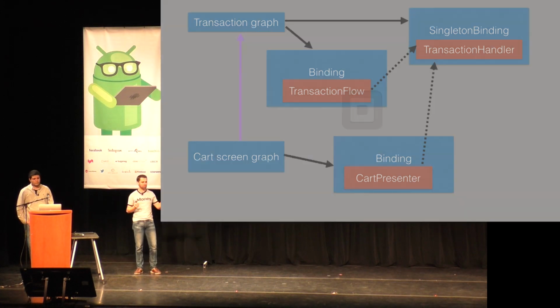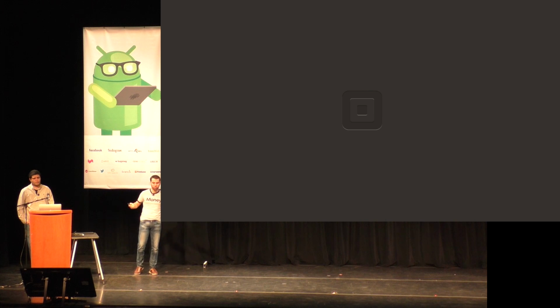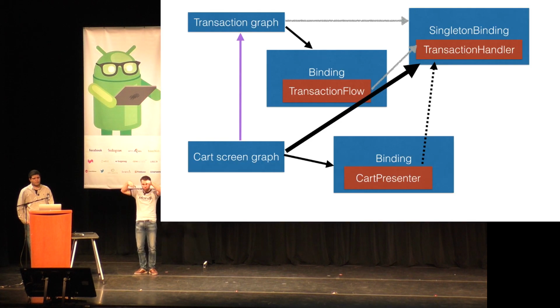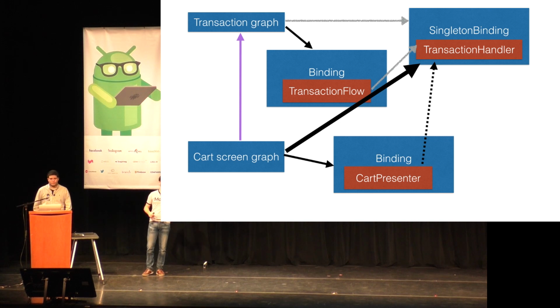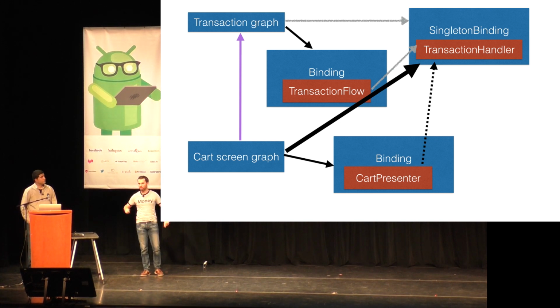But what if I remove the dependency in transaction flow? What if I have transaction flow not depend on transaction handler anymore? What happens? So I just remove these two rows. So now the transaction graph never actually needs the transaction handler singleton binding. The card screen graph is the one that needs it, so that's where the singleton is going to live.